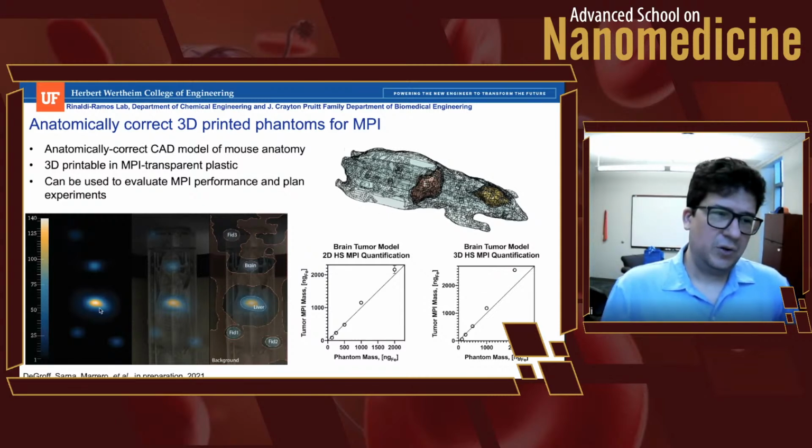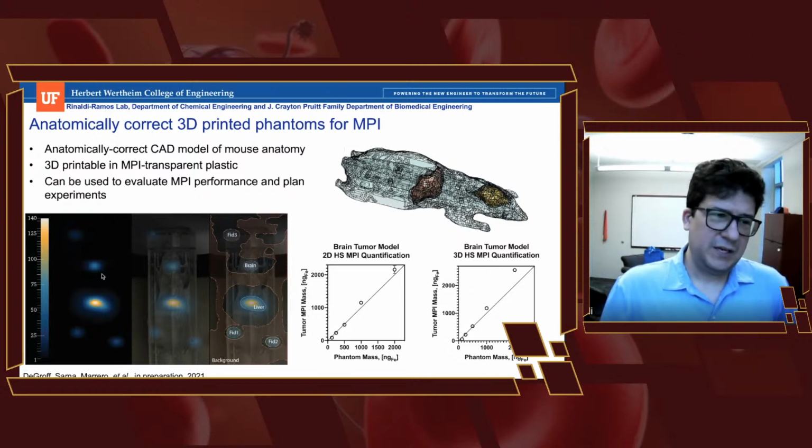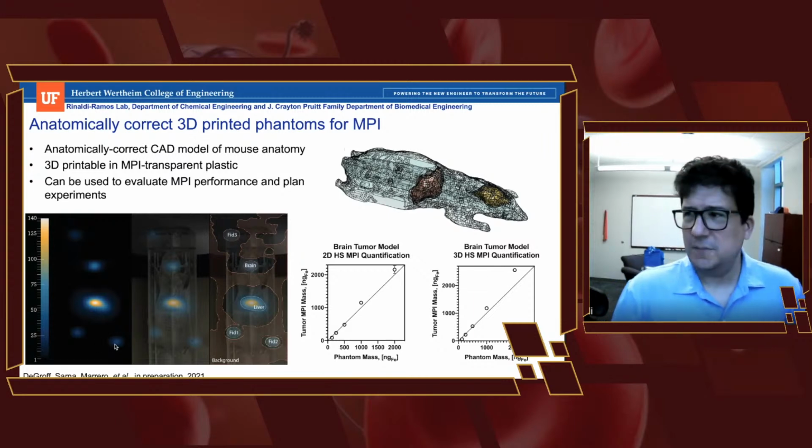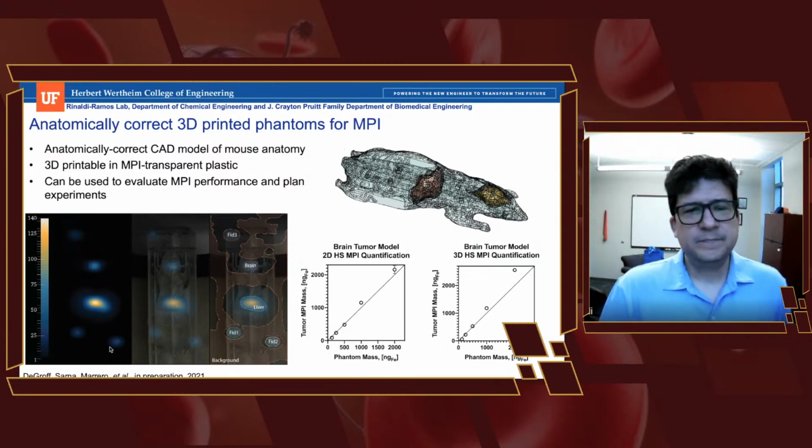And so this, for example, is a 3D printed mouse with particles in the liver and in the brain. The other three signals are fiducials of known mass that are used as internal calibration so that we can then quantify the signal in the regions of interest. And this is with 2D and 3D scans in high sensitivity mode.